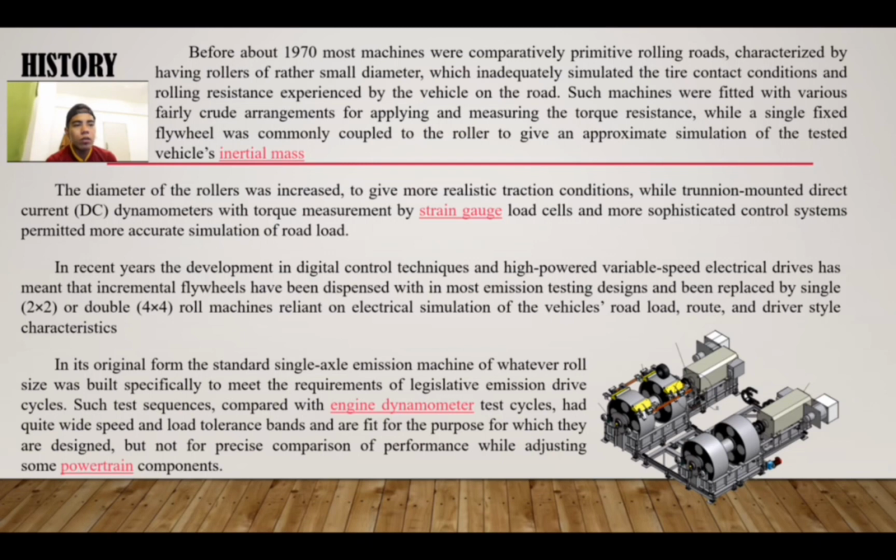The diameter of the roller was increased to give more realistic traction conditions, with trunnion-mounted direct current DC dynamometers with torque measurement by strain gauge or load cell, and more sophisticated control systems permitting more accurate simulation of road load.